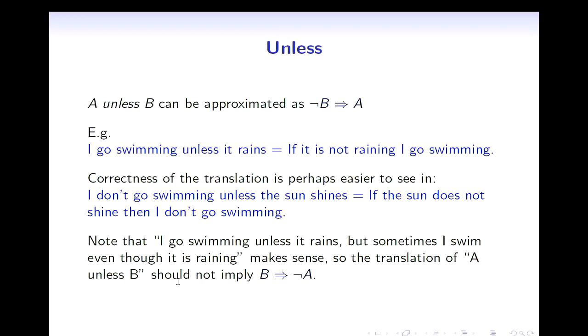Does make sense. So when you want to translate into logic, A unless B, then this should not imply that if B is true, then you don't go swimming, or not A is the case. So this only talks about what happens when not B. A unless B says definitely when B is not the case, then I will do A. And this is exactly what is expressed here, but is not necessarily implying this. And indeed, you can have that this is true and that B and A is also true.